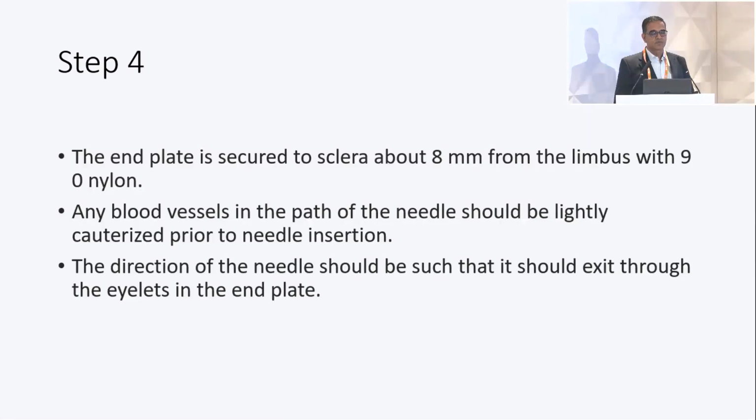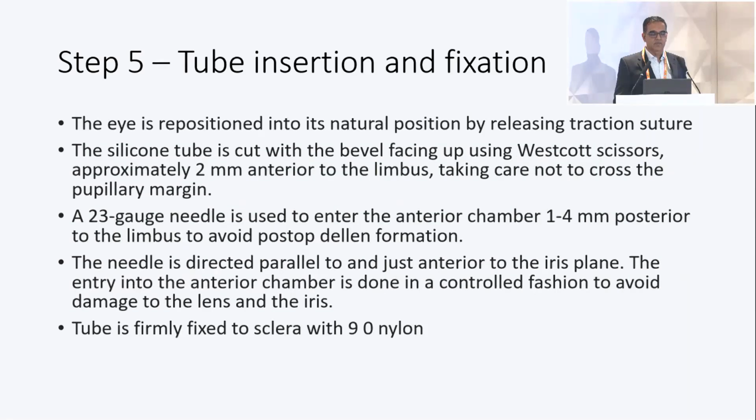Step 4, to secure the end plate, the valve itself, to the sclera, at least 8 millimeters away from the limbus with 9-0 nylon. I use 9-0. Any blood vessels in the path of the needle should be lightly cauterized prior to the needle insertion. The direction of the needle should be such that it exits through the eyelets in the end plate. The tube is repositioned into its natural position, and then you release the traction suture. Then the silicone tube is cut about 2 millimeters from the limbus, taking care not to cross the pupillary margin.